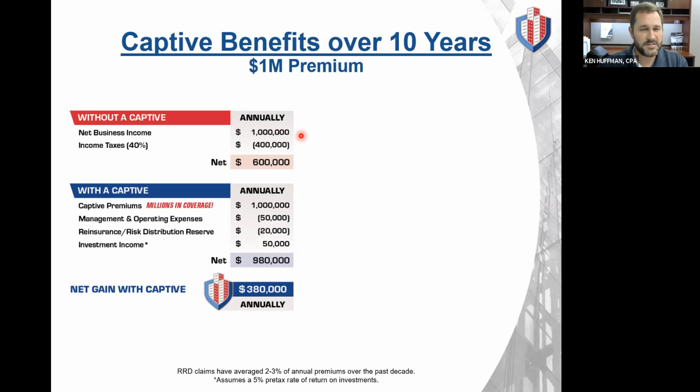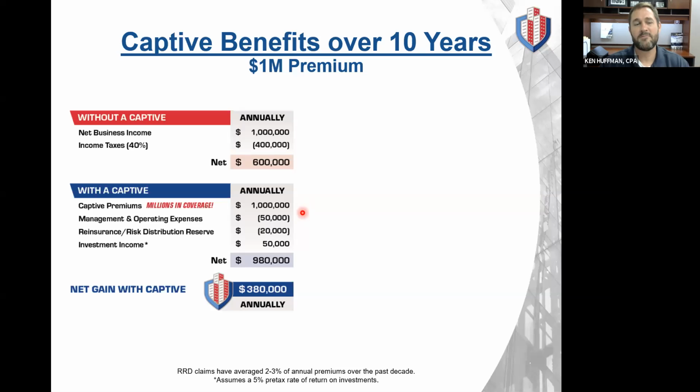So let's say you have a business income of $1 million, just for round figures. If you're in the highest tax bracket, you're going to write a check for $400,000 to the IRS. You have $600,000 left. Or if you have policies, since you've got risk in your business, the $1 million goes into the captive. That's probably $10 to $20 million worth of insurance coverage for that $1 million.